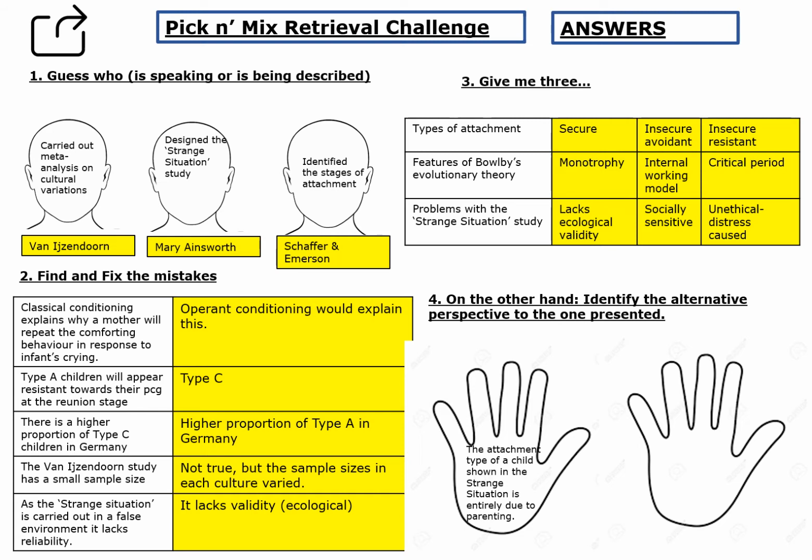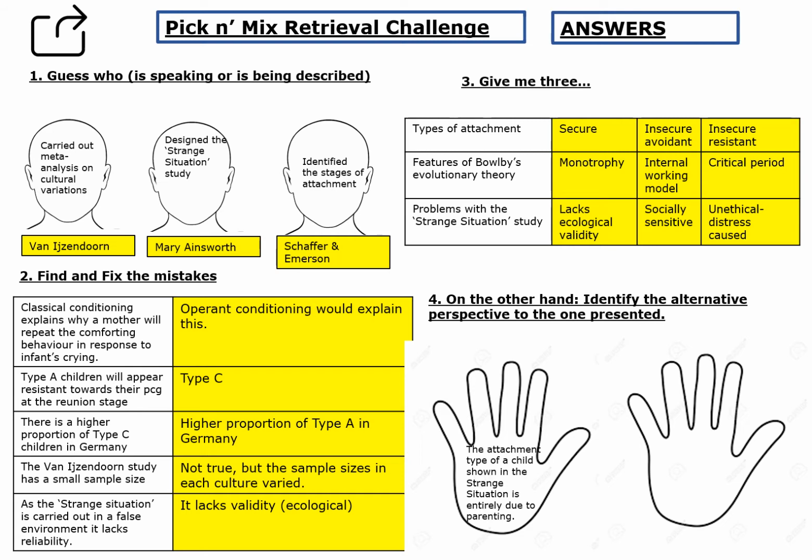So when we make the point that it's in a false environment, we can say it lacks ecological validity, because how you would behave with a primary caregiver in a lab setting or a room in the basement of a university is very different to how a child would react in their own home, surrounded by their own toys, where they feel much more safe and secure.